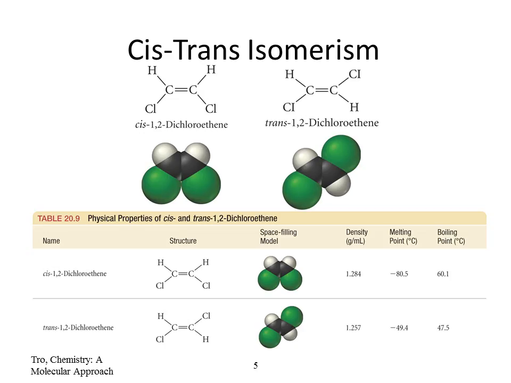Now when you talk about cis-trans geometry, there is a difference in the boiling point and the melting point. But the density is the same. The other physical properties are going to be the same, but the melting and boiling points are going to be different.